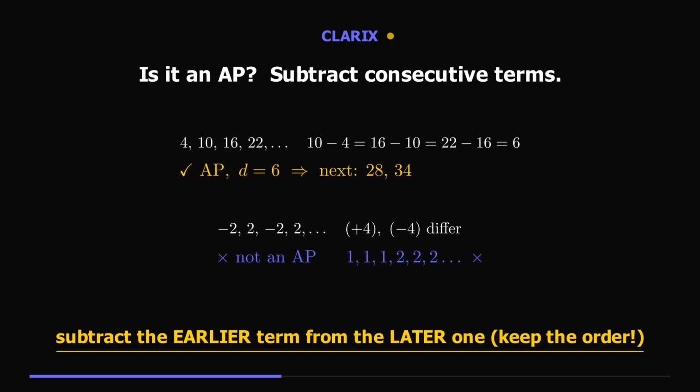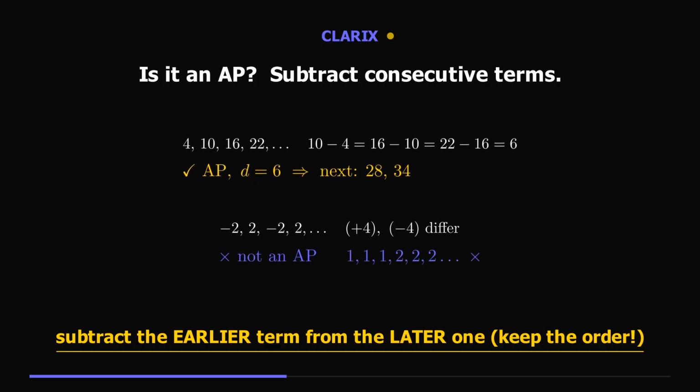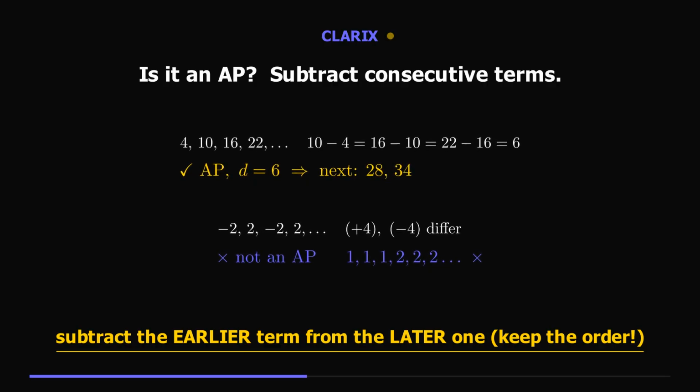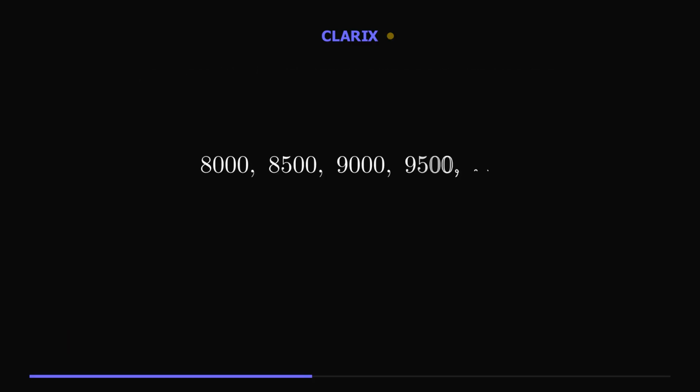Let's stress test it. 4, 10, 16, 22, gaps all 6, so it's an AP, and the next two terms are 28 and 34. But -2, 2, -2, 2: first gap +4, next gap -4. Not equal, so not an AP. And 1, 1, 1, 2, 2, 2, a gap of 1 sneaks in. Not an AP either. The rule is unforgiving. Every gap must match.